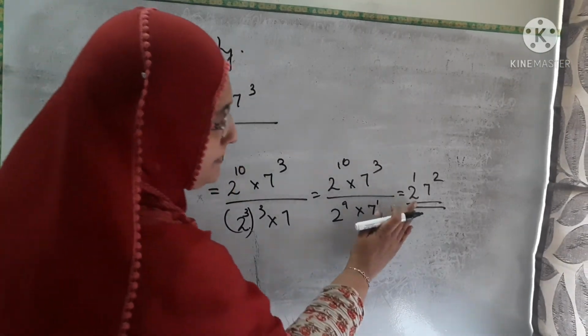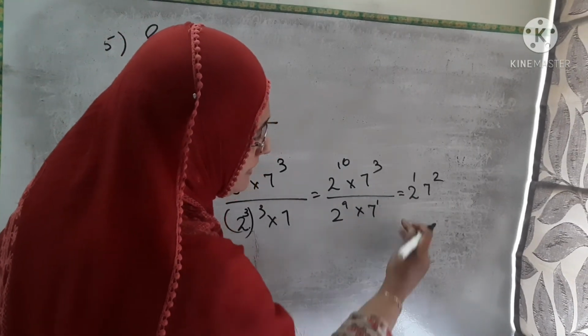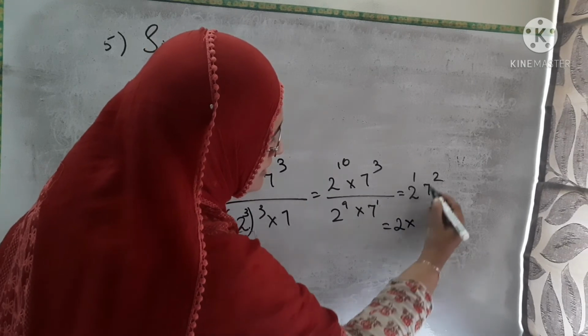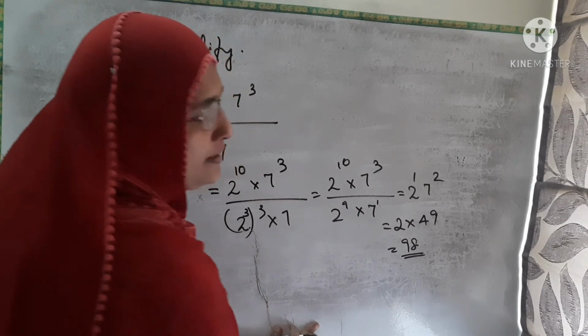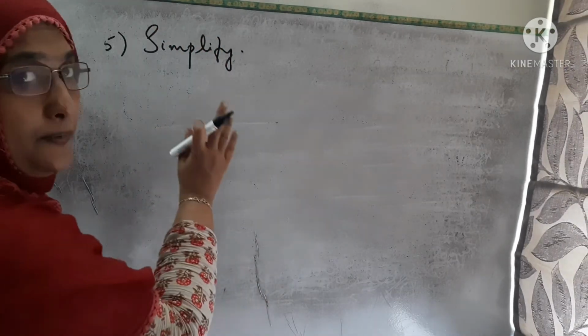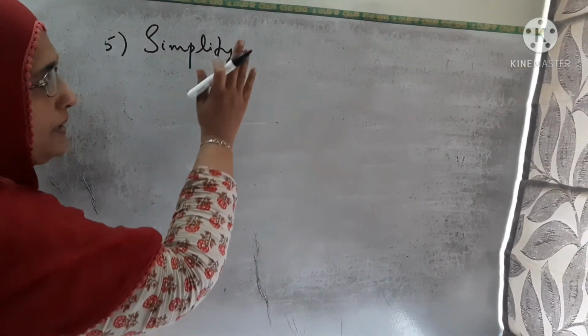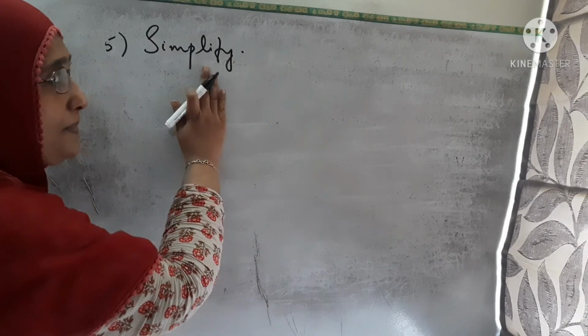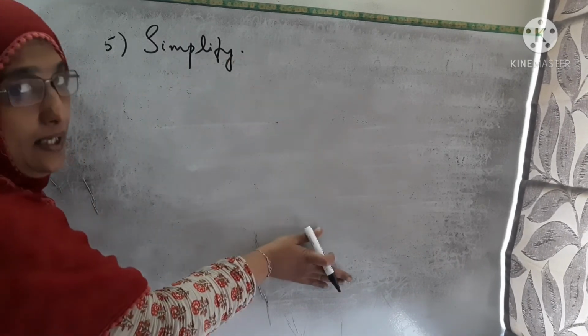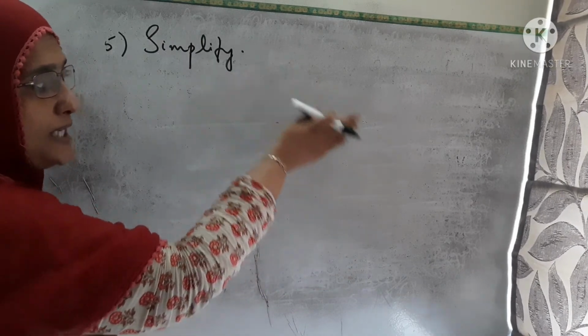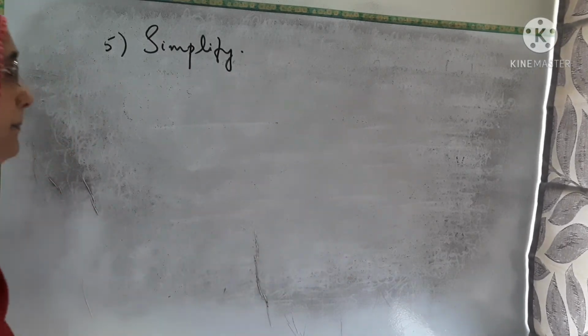Simplify. So not in the exponential form; here you have to simplify fully. 2 into 7 square is 49, so the answer will be 98. When this type of question comes, you have to see whether you have to write in the exponent form or whether simply simplify is given. If only simplify is given, you have to find the final answer. If it is exponential form, that much is enough.